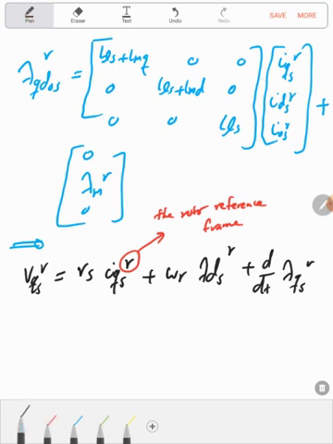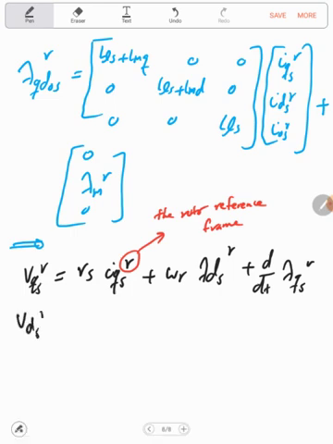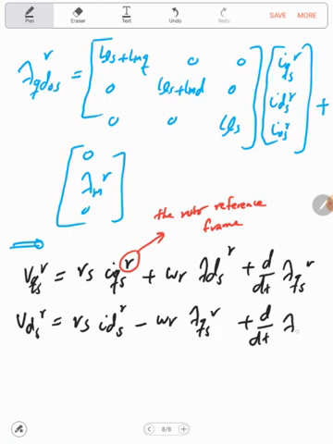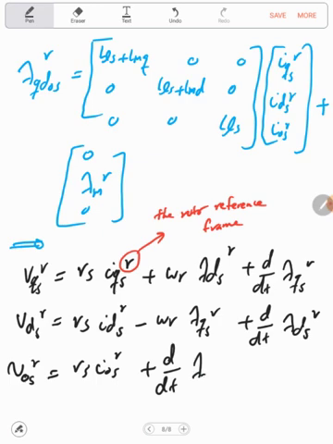Now, what about the VDS? VDSR will equal RS IDSR minus omega r lambda qSR plus d by dt of lambda dSR, and finally V0SR will equal RS I0SR plus d by dt of lambda 0SR.